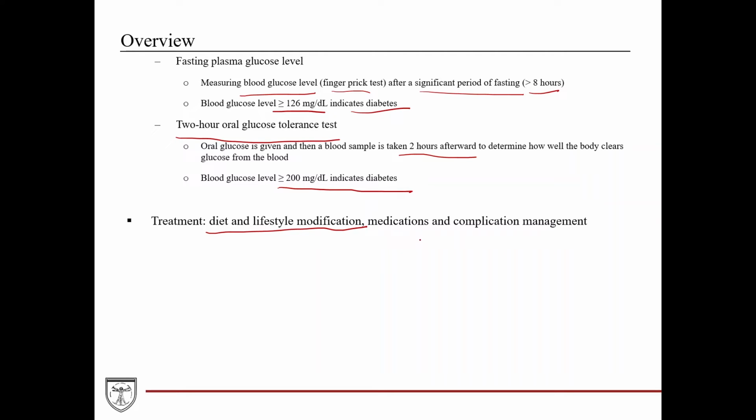The thing with type 1s is since they don't have insulin, oftentimes you can't just do this. You have to give some type of exogenous insulin to replace that. And so oftentimes those patients have to go on insulin therapy. The other thing is managing the complications, which we'll talk about. That's another big part of managing diabetes, not only treating the primary disease itself, but also the complications of that disease as well.